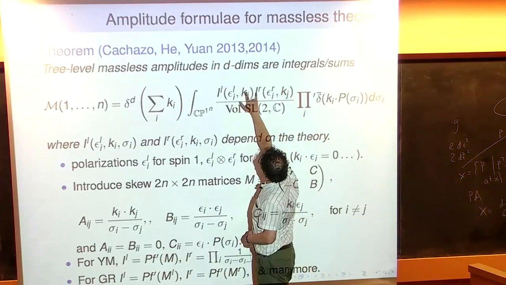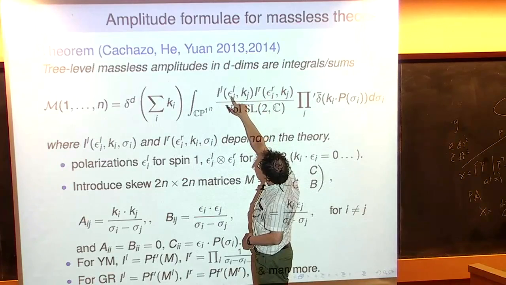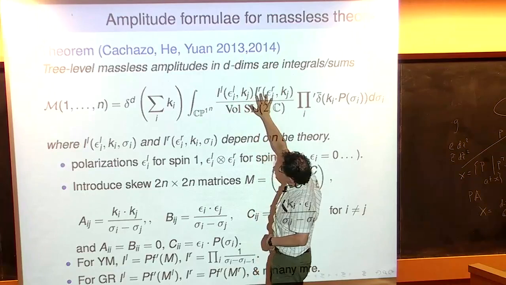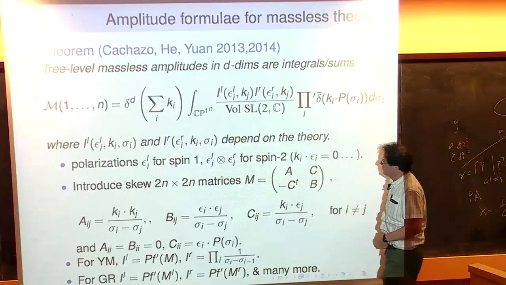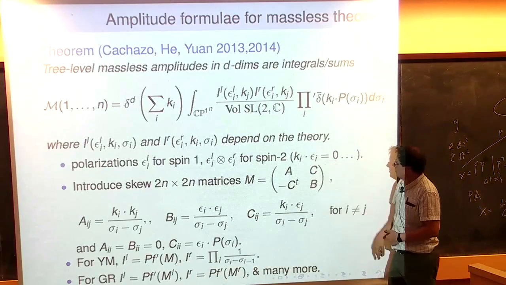They tend to write them in two halves, an I_L and an I_R. They depend on polarization vectors and momentum vectors and the solutions to the scattering equations, the sigma_i's. So for spin 1, you just have one polarization vector. For spin 2, you have two. And these satisfy the usual conditions, k dot epsilon equals 0 and so on.